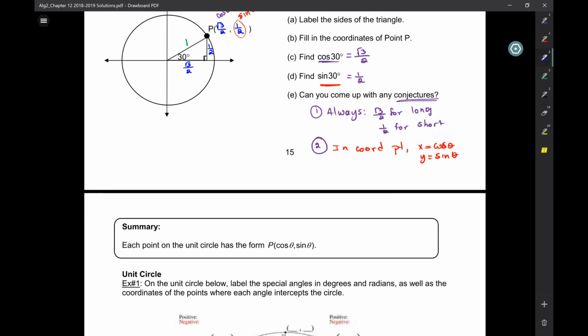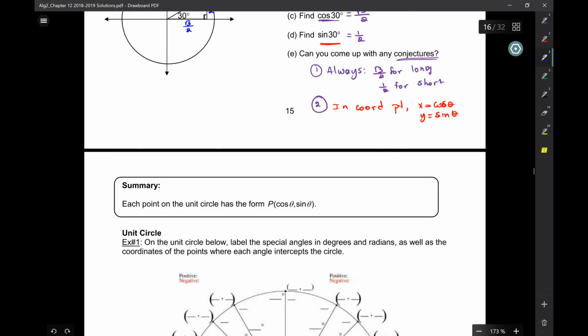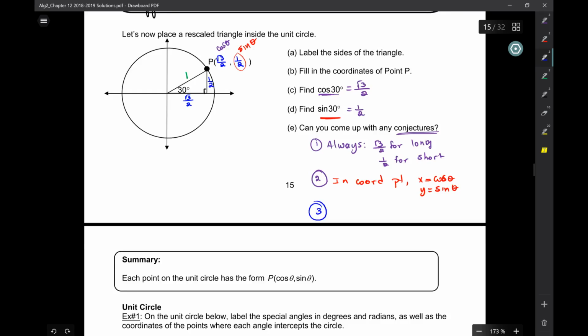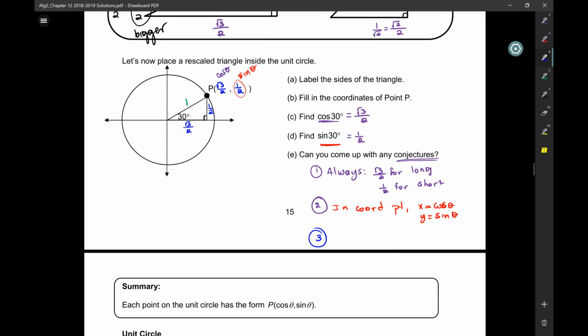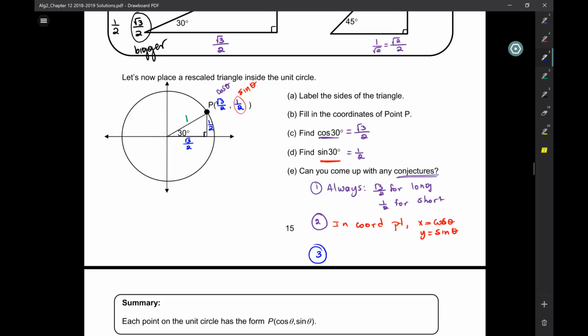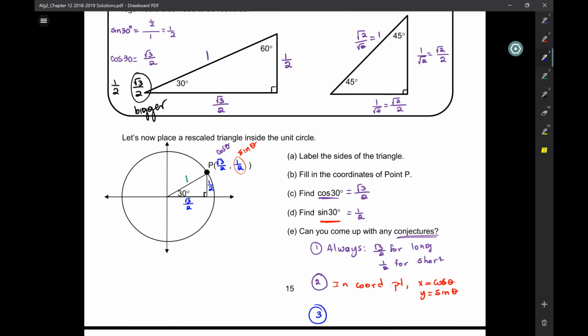There is no cotangent though. Okay, I'm not dividing x by y. I'm just saying the x as it is the cosine, and the y as it is the sine. The third pattern I want to come up with is, how did we get that y value anyway? It's which side? It's the vertical leg. And the cosine is the horizontal leg.